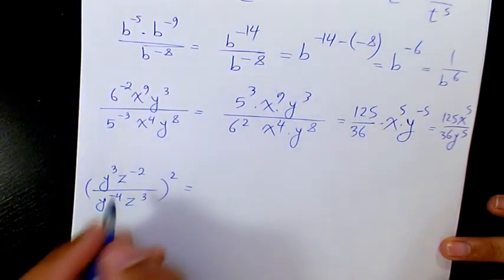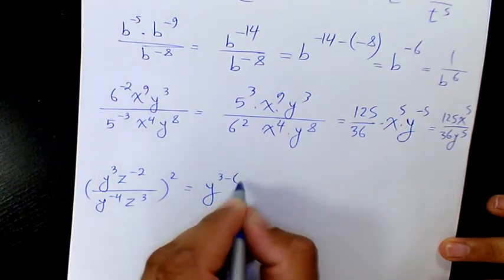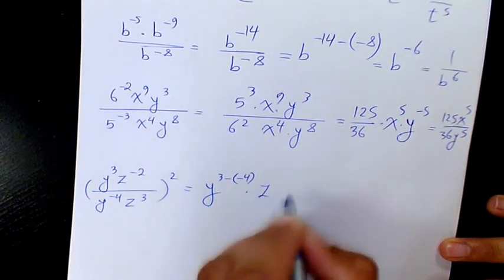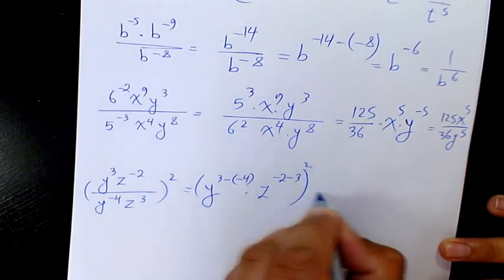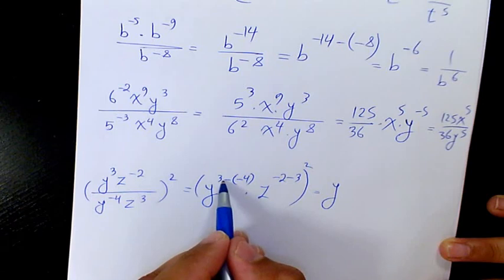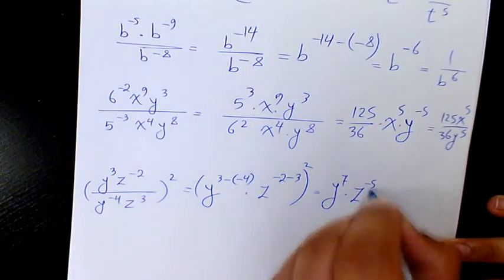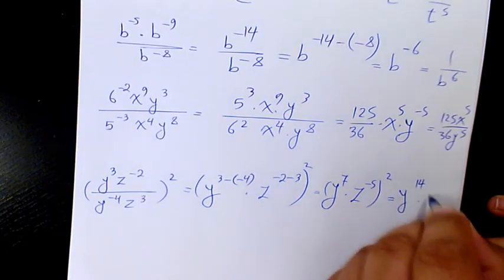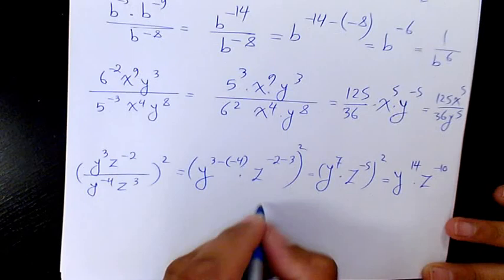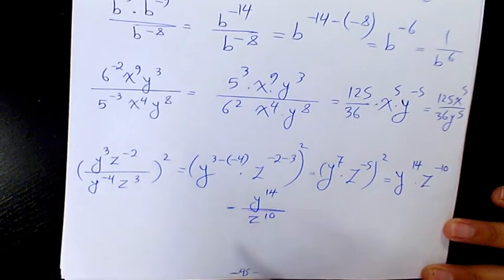Next one. Y cubed to the power of negative 4 times z to the power of negative 2 minus 3, to the power of 2. So it's going to be y, 3 plus 4 is 7, z to the power of negative 5, to the power of 2. So it's going to be y to the power of 14, z to the power of negative 10. So it's going to be y to the power of 14 divided by z to the power of 10.